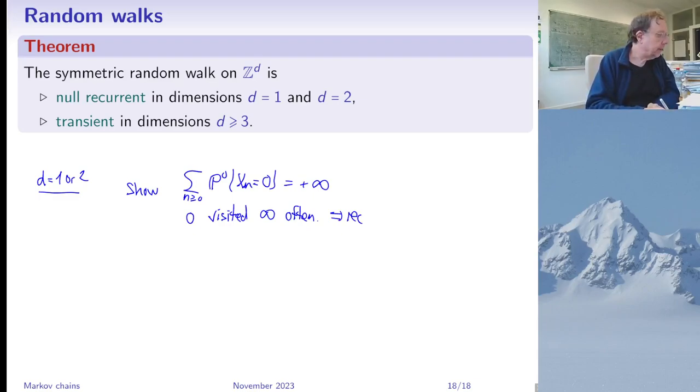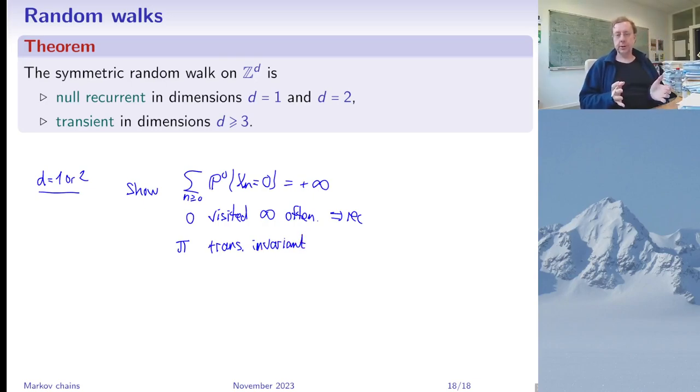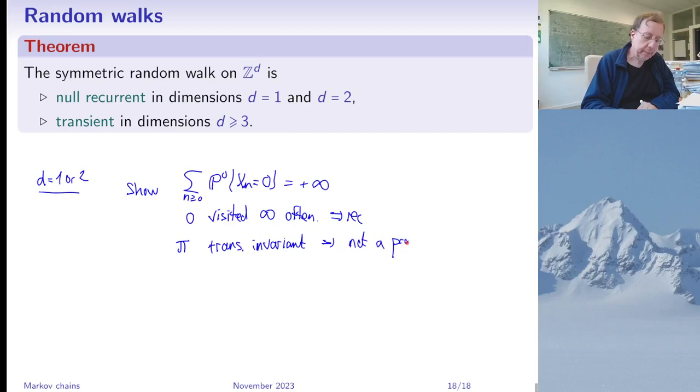Well, you see that if I have an invariant measure pi, it is actually translation invariant. So an invariant measure has to be constant. But since it's constant, it cannot be a probability measure, because a constant measure on an infinite set cannot be normalized so that the sum of all the values is 1. So that is not a probability measure, whatever constant measure I choose. And by one of the previous results, since I have no invariant probability measure, it cannot be positive recurrent.